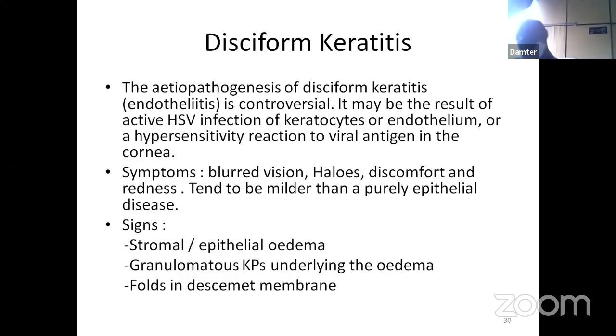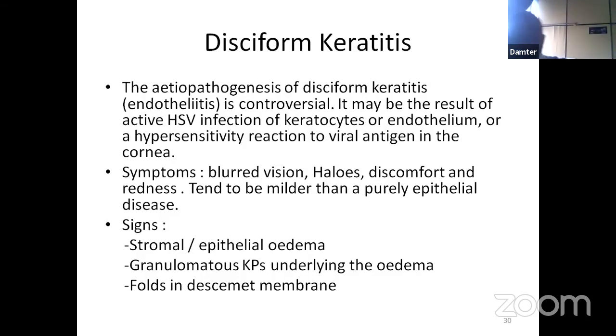And the stromal presentation, there could be stromal affectation of the cornea, one presentation of which is in the form of Disciform Keratitis. They say the pathogenesis is controversial. However, it is thought that there is an active infection of the keratocytes or the endothelium, or there is a delayed hypersensitivity reaction to the viral antigen in the cornea. So that is the pathogenesis postulated that leads to Disciform Keratitis.